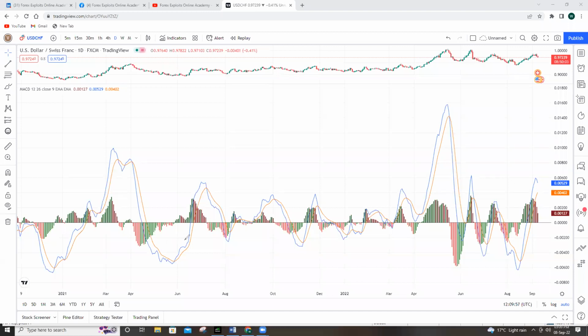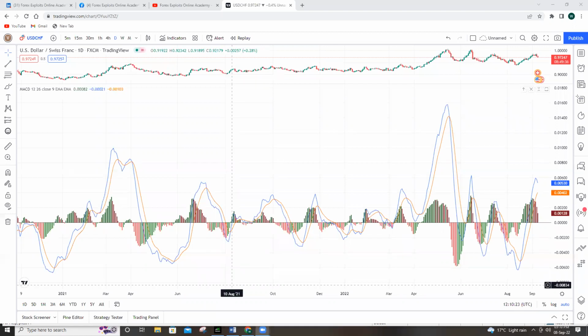Now it has histogram as one of the components. The histogram part is these bars that you see here, these green and pinkish ones. If you're color blind, I'm so sorry. These bars are what we are referring to as the histogram, the bars on the MACD.